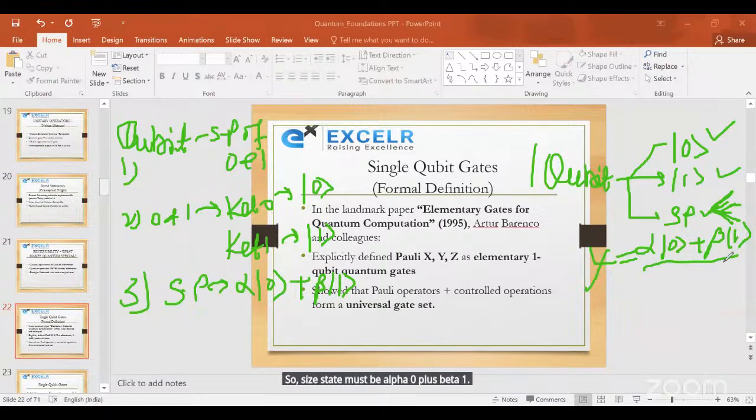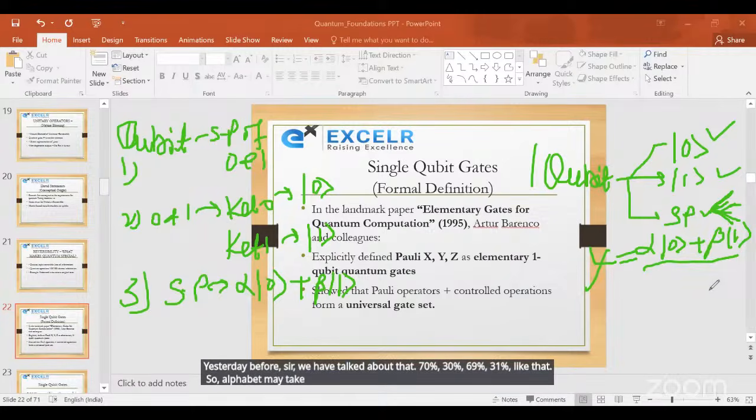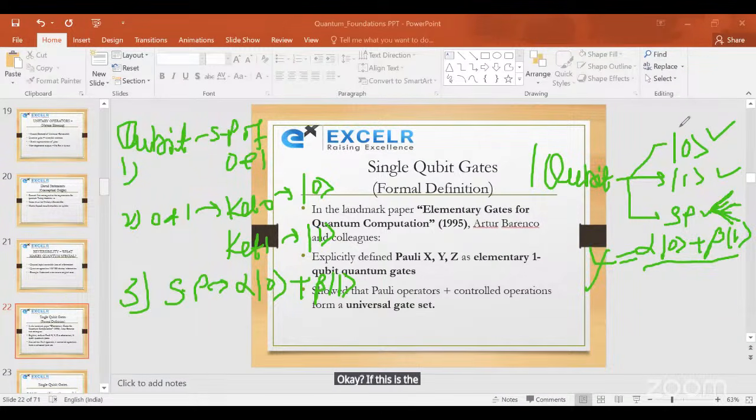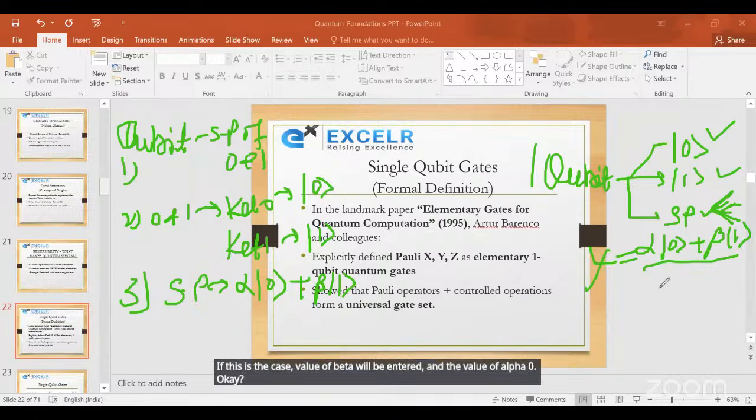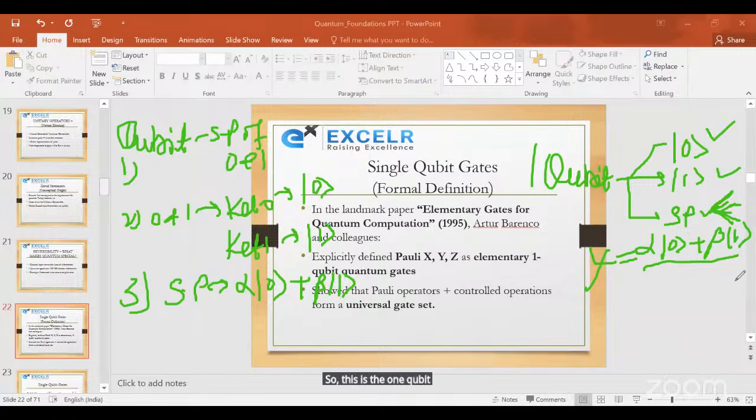There will be different values of alpha and beta. The day before yesterday, we talked about that: 70%, 30%, 69%, 31%, like that. So alpha and beta may take values from 0 to 100. If this is the case, the value of alpha will be 100 and beta 0. If that is the case, the value of beta will be 100 and alpha 0. So this is the representation of one qubit.